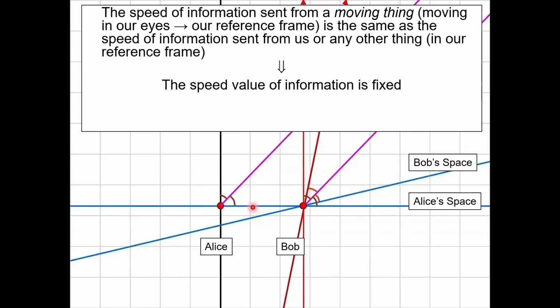So no matter who sends the information, in Alice's eyes, the value of the speed of information is the same. It's always the same value. And this is true for any straight world line. So we can do this from Bob's point of view and see that the information that Alice sends is half the angle between its time and space. So according to Bob, we get the same thing, that any information track, no matter where it originates from, has the same speed.